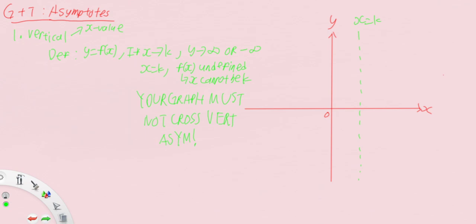And one more thing is, your graph cannot cross the vertical asymptote, but it can get very close. Let's say it's at negative infinity, or at positive infinity, on the right side or on the left side, it really depends. So it will be somewhere around here or somewhere around here. But the main idea is, if x approaches k, y approaches either negative infinity or infinity.